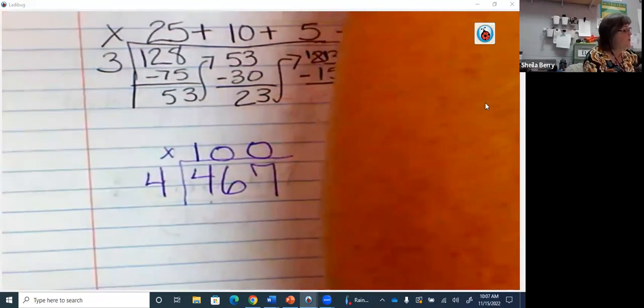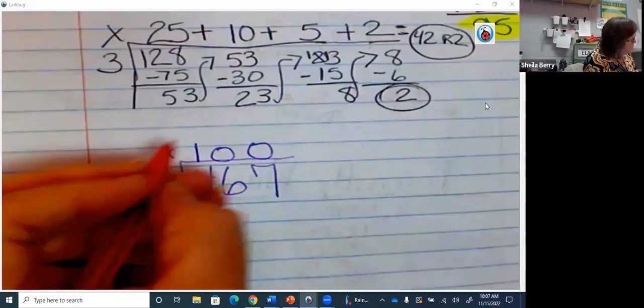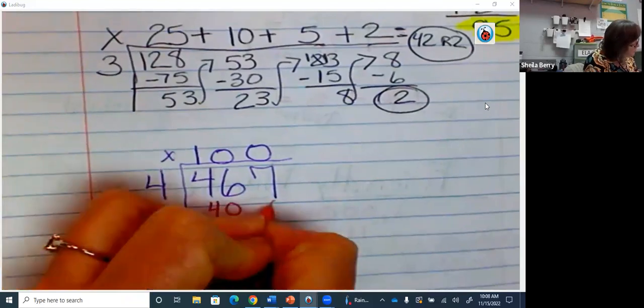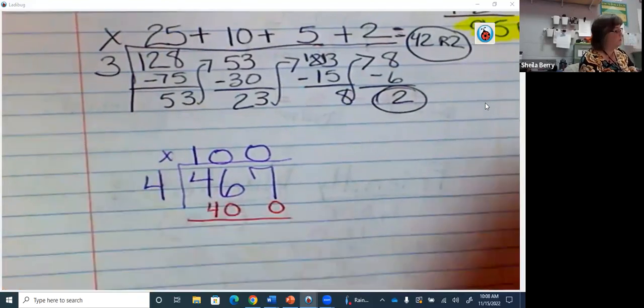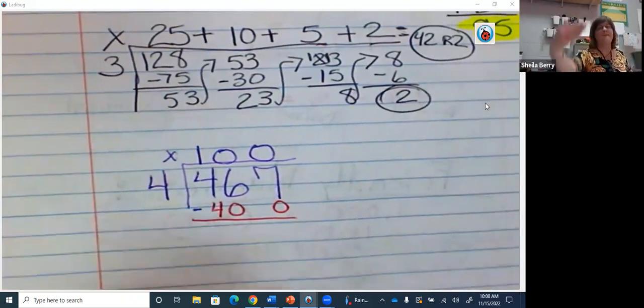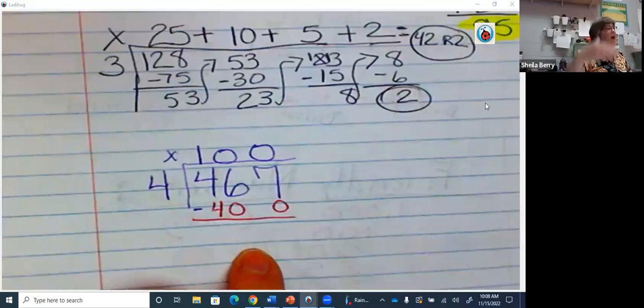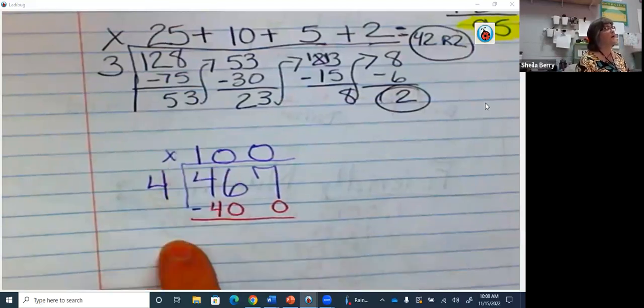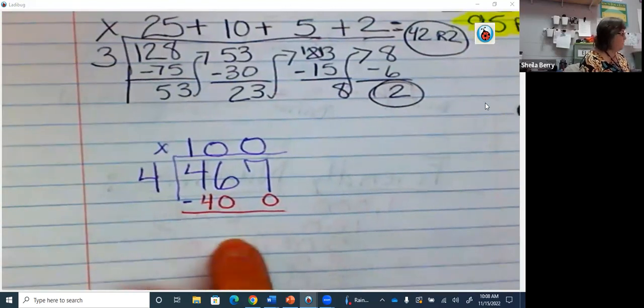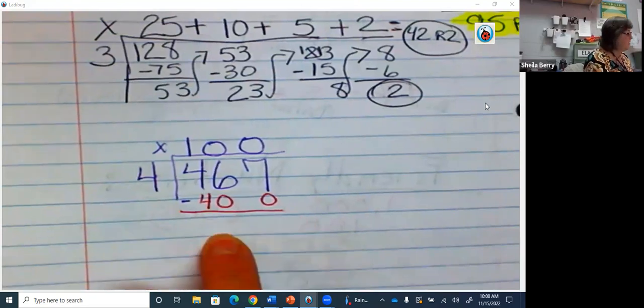I'm going to actually color code this with my red pen. So 100 times 4 is 400. So this is where I write my answer. And then I have to what? Subtract. Remember, division is repeated subtraction. You subtract, you subtract, you subtract, and subtract. So 100 times 4 is 400. I want you to go ahead and subtract that. Figure out what is this answer going to be down here.